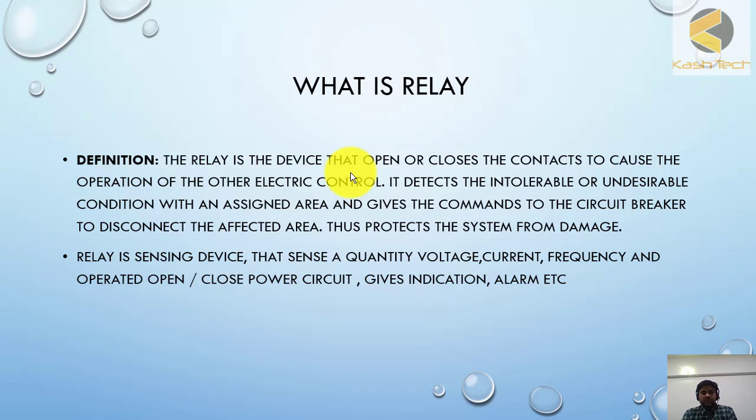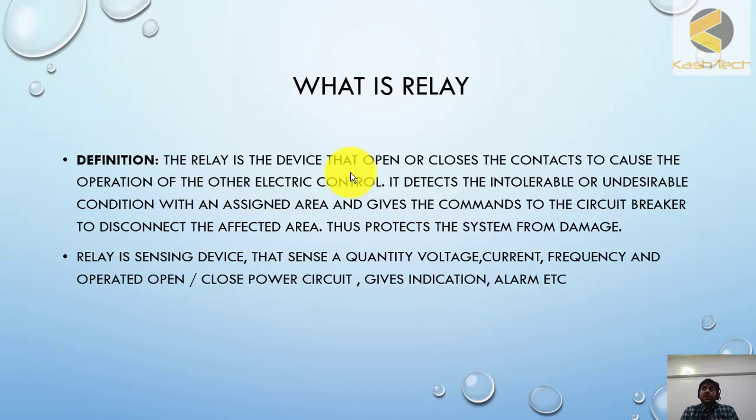I have also prepared a definition which is easier and you can understand easily. Relay is a sensing device. For example, a relay can sense how much voltage there is, how much current there is, what the system frequency is, and it can open or close the power circuit and give indication and alarm.